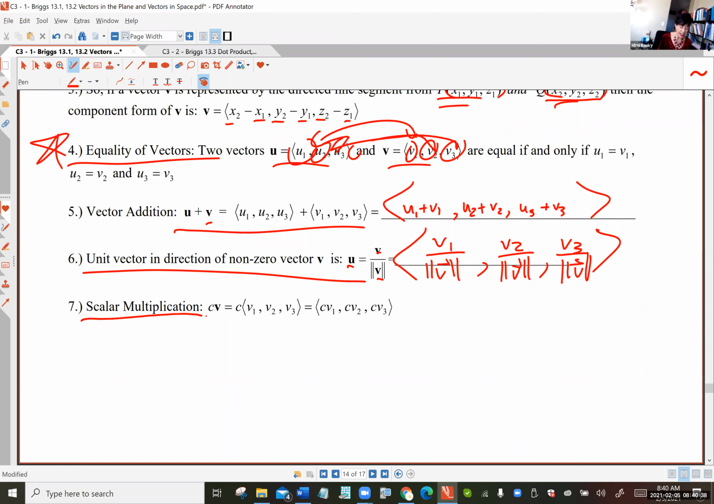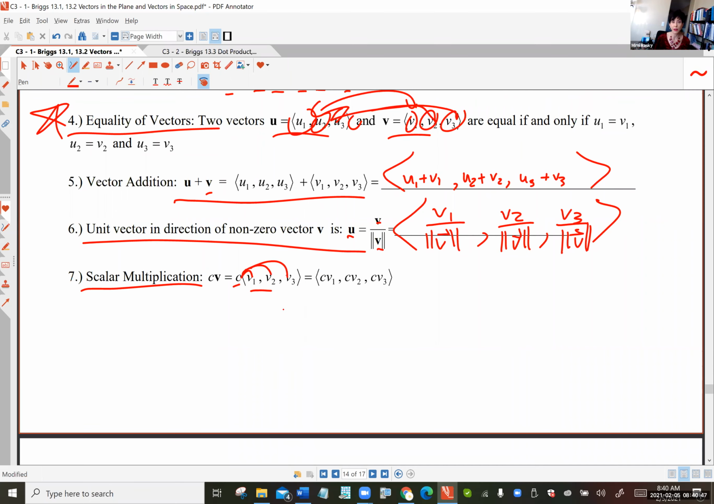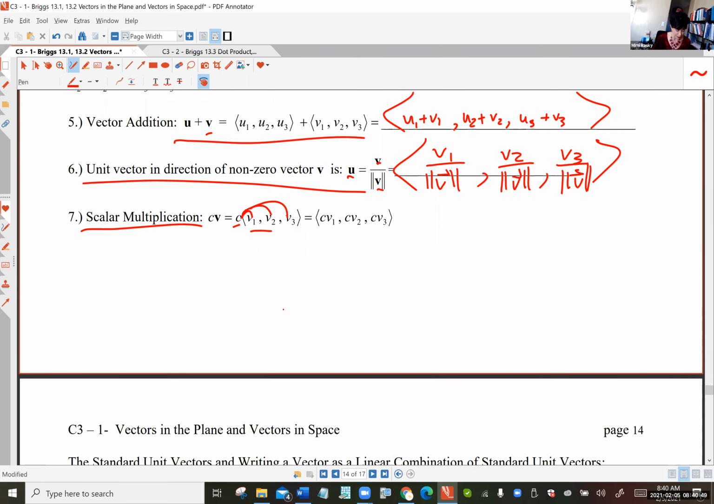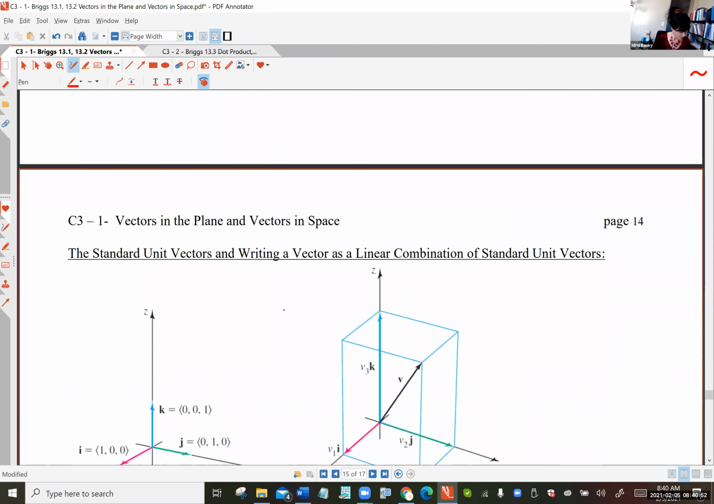And scalar multiplication is similar. Just as in 2D, if you're taking some scalar, a pure number, multiplying it with a vector, you simply distribute the scalar. I think of it as distributing. That's probably not the right technical word for it.